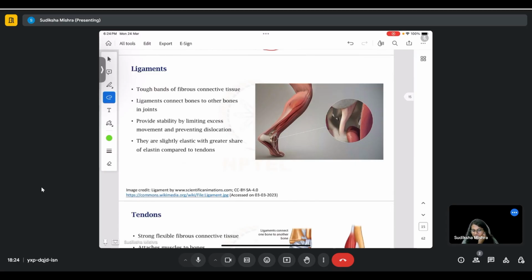Coming to ligaments, these are very tough bands of fibrous connective tissue. These essentially connect one bone to the other bone in joints. They are responsible for providing stability by limiting excess movement, therefore preventing dislocation in most cases. They have some elasticity owing to the presence of elastin, which is more than that of tendons.